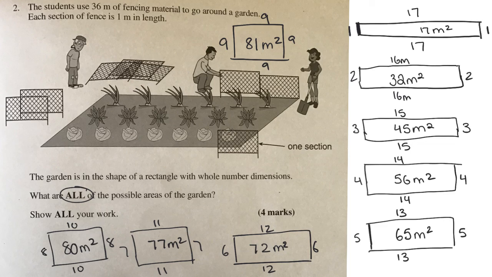The reason we stopped at 9 by 9 is because if we made it go 10 across, then it's going to be 10 by 8, which will give us an area of 80. And then our next one would be 11 by 7, which should give us 77. So it'll just repeat going all the way.